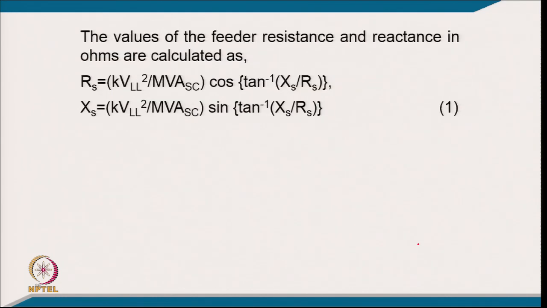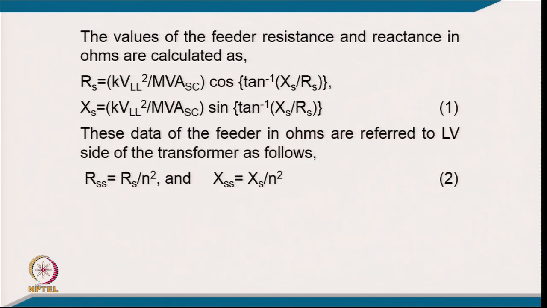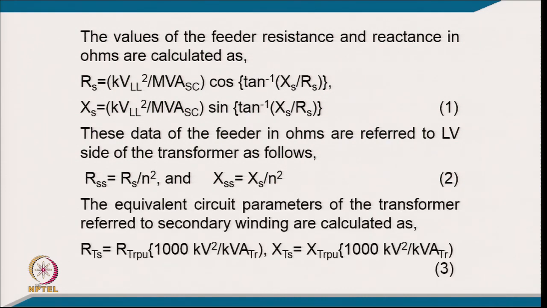Now, from this impedance network you can calculate the value of the feeder resistance and reactance, typically the ohmic value from the kV, the short circuit current level, typically the short circuit MVA, and the voltage rating. These are the resistance and the reactance of the feeder, and the data of the feeder in ohms can be transformed to the LV, low voltage side of the transformer. So, the source impedance can be transferred to the low voltage side using the turns ratio squared, which is just the basic concept of transformer impedance transformation from one side to another.